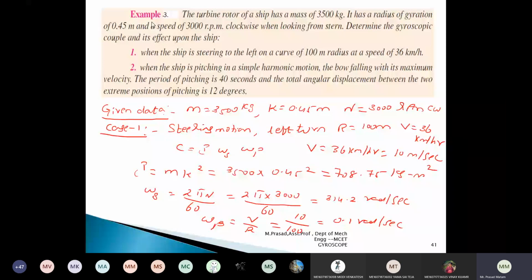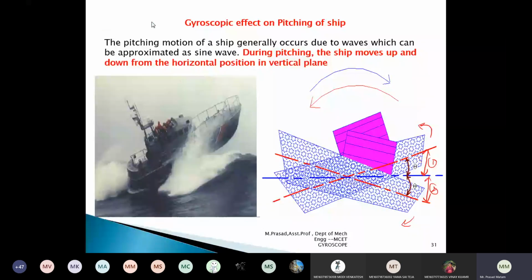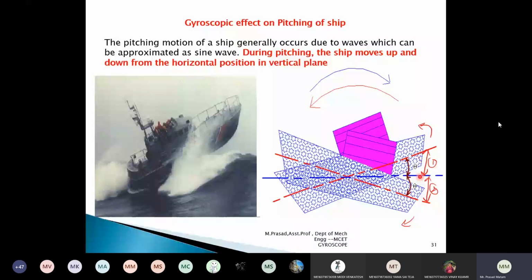Here the ship is pitching with maximum velocity, having time period 40 seconds, and the total angular displacement between the two extreme positions of pitching is 12 degrees. I would like to show this diagram. Are you able to see this diagram? This is the pitching motion. I have shown positions 1 and 2. The blue line shows your baseline or horizontal line. With respect to the reference line or horizontal line, the ship is pitching upwards by an angle theta.